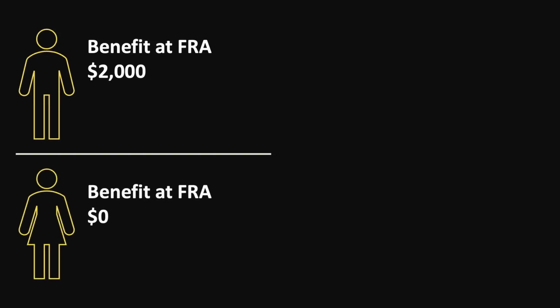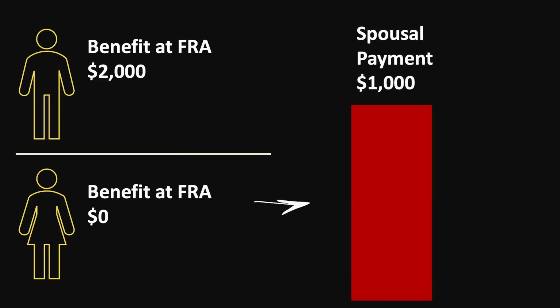However, as an eligible spouse, she could receive a benefit of $1,000 per month as a spousal payment at her full retirement age. Now, if she filed for that benefit early, it will be reduced based on her age. I'll get to that in a moment. But what if the wife did earn the required 40 credits for her own benefit and still earn less than the husband? Well, this is where the dual entitlement rules come into play.